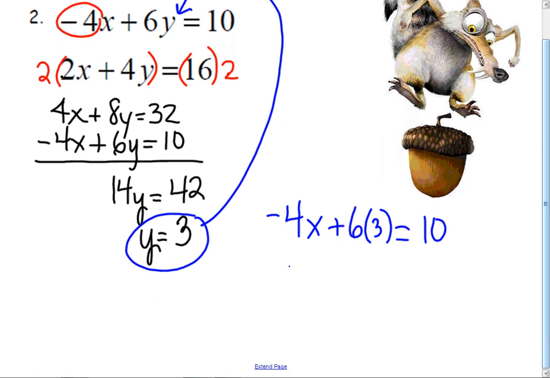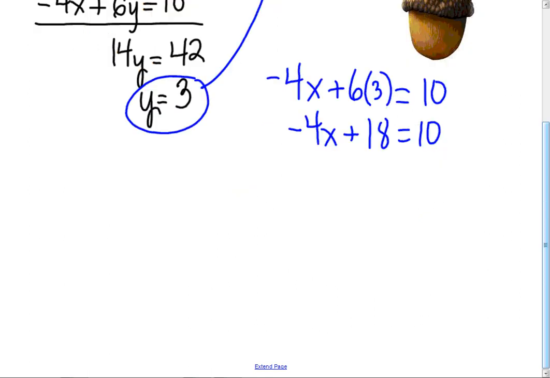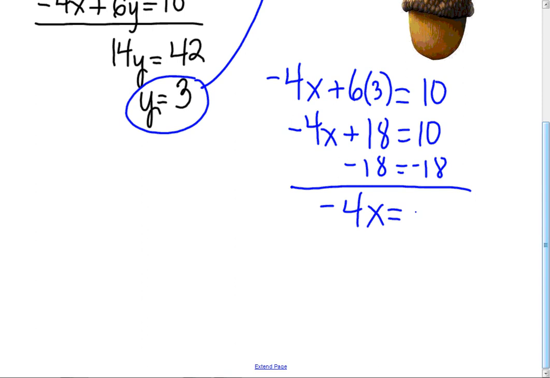So what do I get, Jake? Negative 4x plus what? 18 equals 10. And then what do I have to do? No, I don't divide yet. Minus 18. And so I get minus 4x equals minus 8. No, what's 10 minus 18? Negative 8. So what's x? That's right. If you want to show divided by negative 4, you can. But why not just say, hey, I know that's 2.